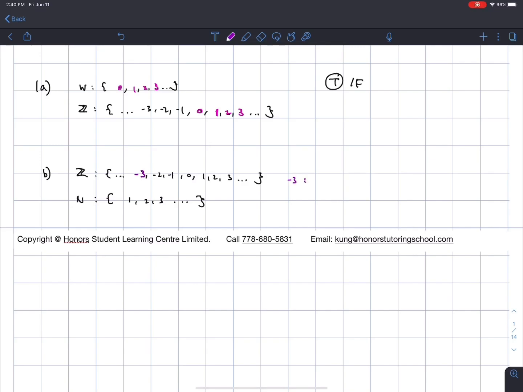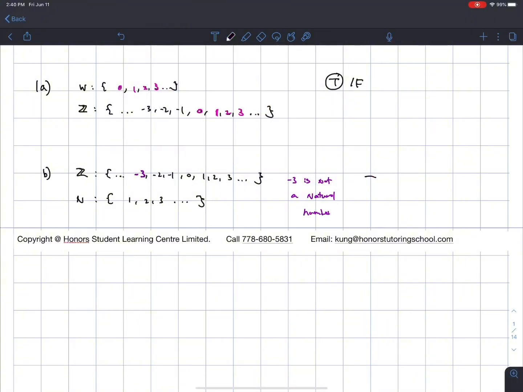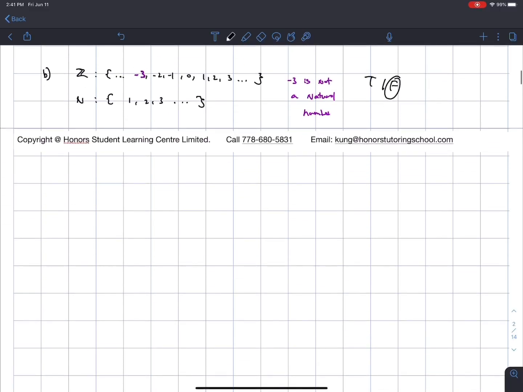So -3 is not a natural number. Right? I just need one example that this is false. Then I can say that this is false. C, every integer is a whole number. Again, that would be false because, for example, -4 is not a whole number.